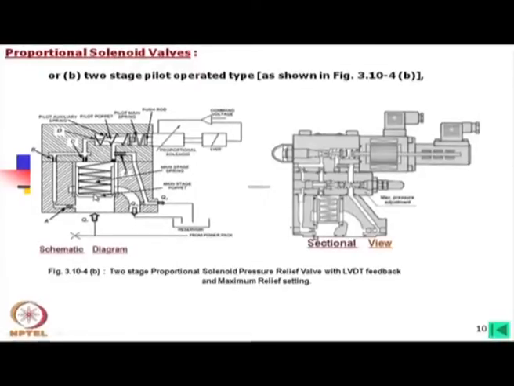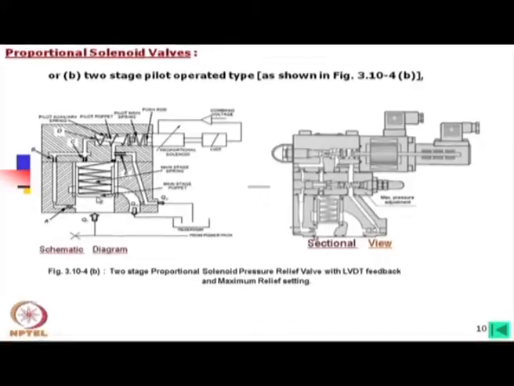Now, this is working on the differential pressure. On both sides there is a force, but one force is less than the other, and that is why a very small control unit is enough. Therefore, the stability of this spool will be more than in the direct valve.